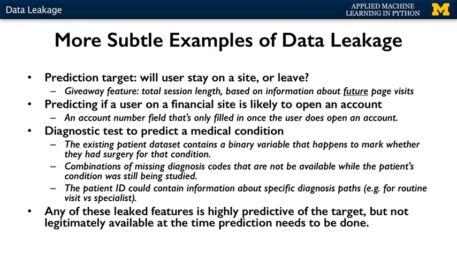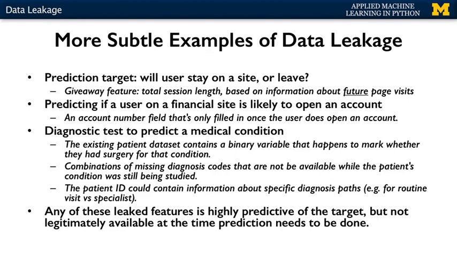Another example of future information leaking into the past might be if you were developing a diagnostic test to predict a particular medical condition. The existing patient dataset might contain a binary variable that happens to mark whether or not the patient had surgery for that condition. Obviously, such a variable would be highly predictive of the medical condition. There are many other ways predictive information could leak into this feature set. There might be a certain combination of missing diagnosis codes that was very indicative of the medical condition. But again, these would not be legitimate to use since that information isn't available while a patient's condition is still being studied.